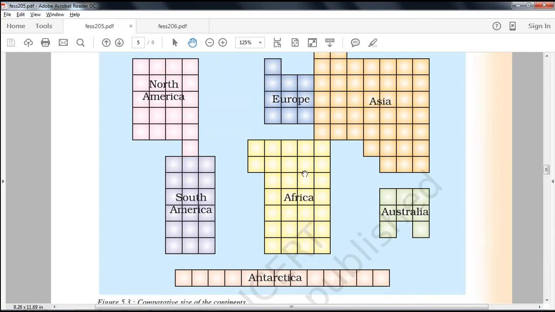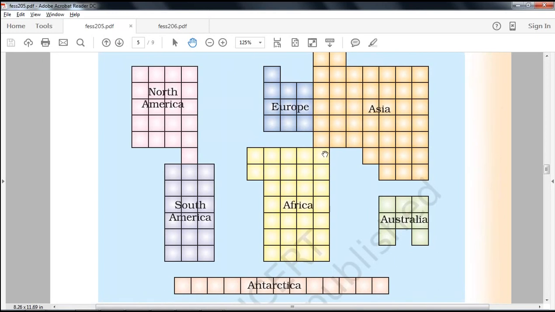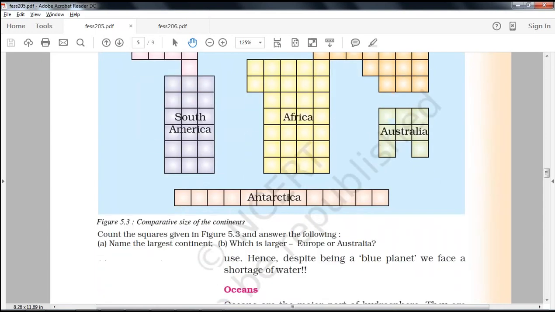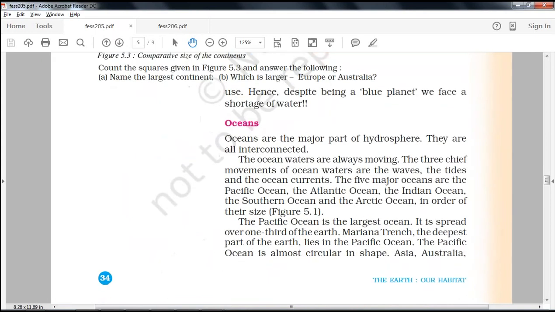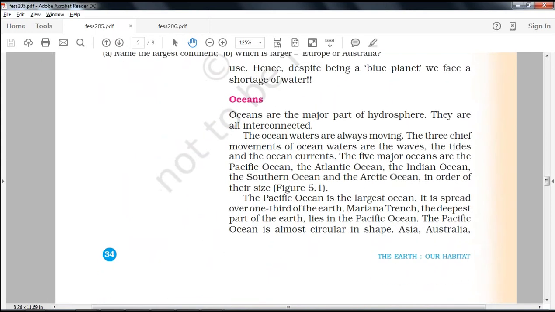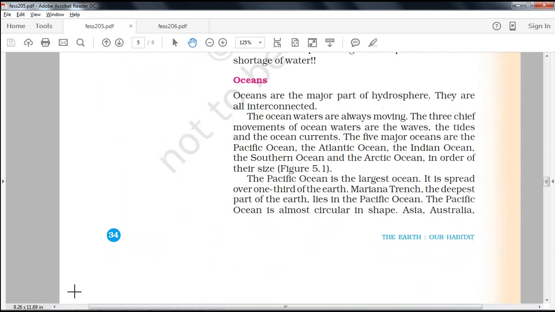Here is a map of the world, with continents and oceans given. The blocks are given just to compare the area of the different continents. By counting the squares, we can get which continent is larger than another. So let's discuss oceans. As we discussed, oceans are part of the hydrosphere.